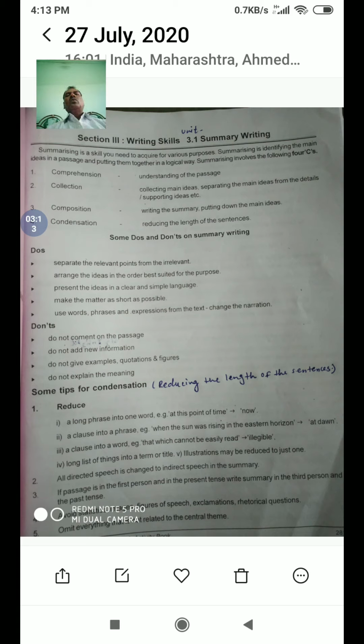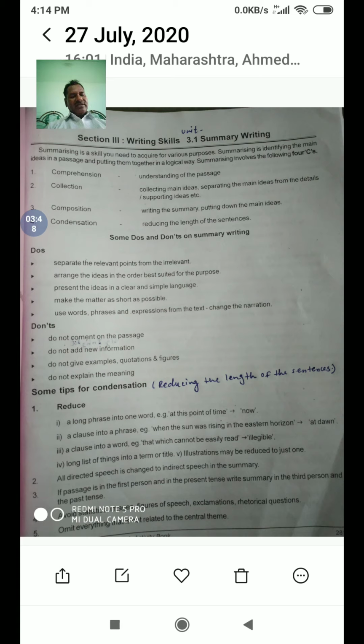Now, some tips of condensation. We have already learnt the meaning of condensation, that is reducing the length of the sentences. Now, first some tips. The first tip is reduce a long phrase into one word. For example, at this point of time, the word is now.